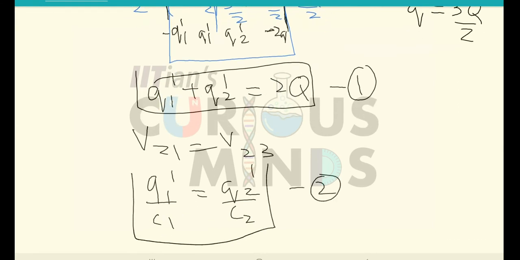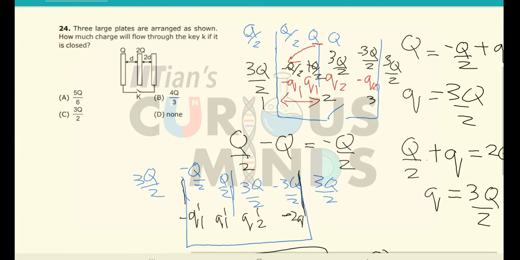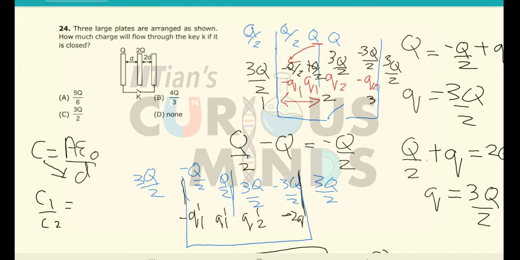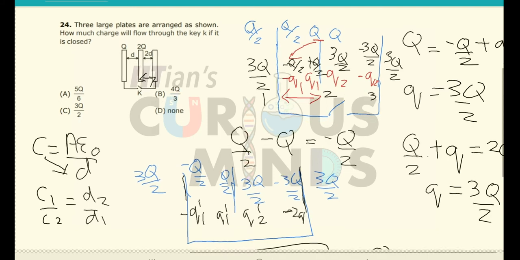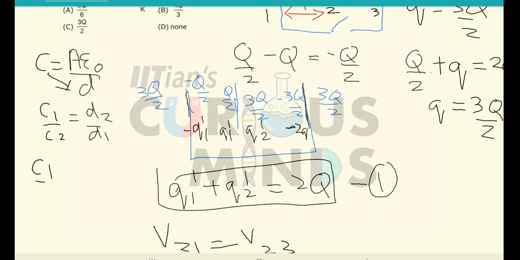Now what are the capacitances? We just want the ratio of the capacitances. If you see, capacitance is given by the formula A epsilon naught divided by D. That is, it is inversely proportional to D. So C1 by C2 is equal to D2 by D1. The distance between the second and the third plate is more, so I can say it is 2D, and the distance between the first and the second plate is D. So C1 by C2 is equal to 2. So C1 is equal to 2 times C2.